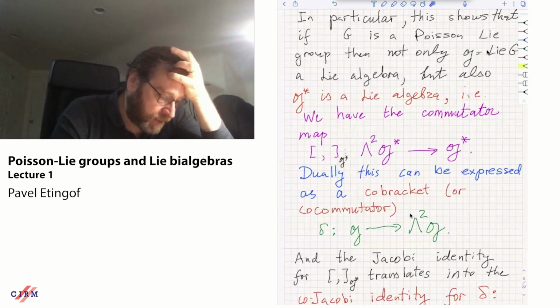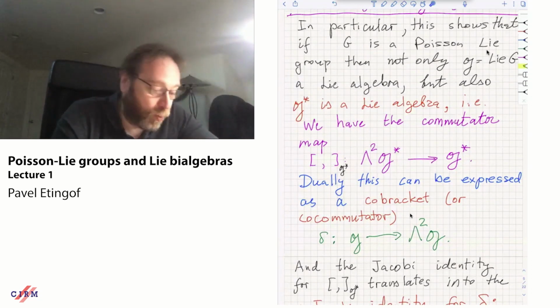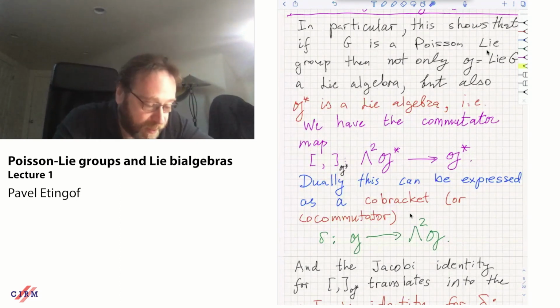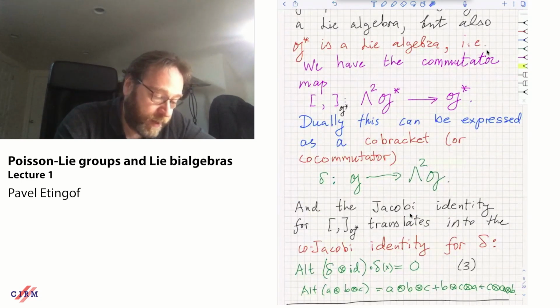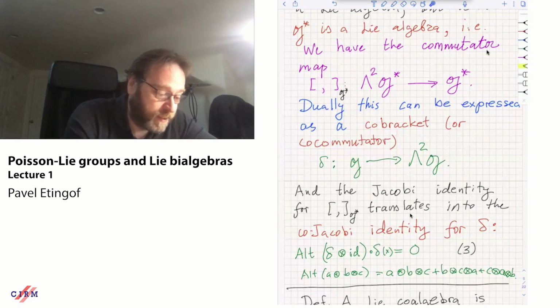And this delta satisfies the dual version of the Jacobi identity. So this bracket on G star satisfies the Jacobi identity, and this means delta satisfies the dual of that identity. The way to write it down, which is easy to check, is the following. We first apply delta to element X. This takes us from G to wedge 2 of G. And then we apply delta to the first component.